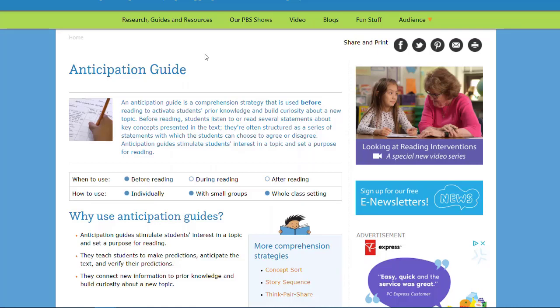So students will listen to several statements about key concepts presented in the text, and they're often structured as a series of statements with which the student can choose to agree or disagree. So you can see that it starts that thinking process that we want before we even start reading. So anticipation guide is a fantastic one that we could use as a strategy.